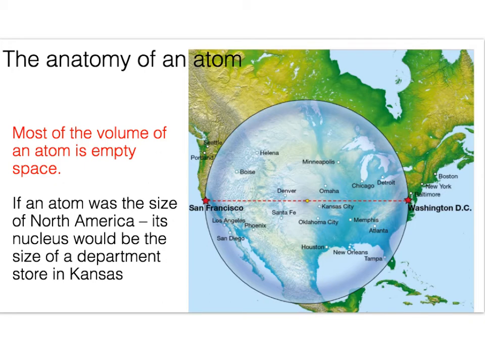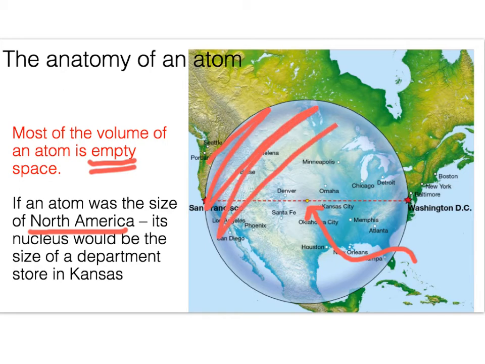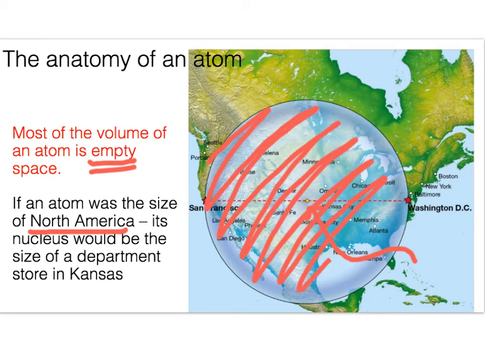And an interesting thought experiment is that if we were to take an atom and blow it up to the size of North America, we would see, in fact, that almost the entirety of the atom is dead space. It's empty. And in fact, it's really just two things. We have this nucleus, which is the center of the atom, and the nucleus would be about the size of a department store in Kansas, so it's right dead set in the middle. And the rest of this is this voluminous space, and we're going to talk about what that actually is made out of.